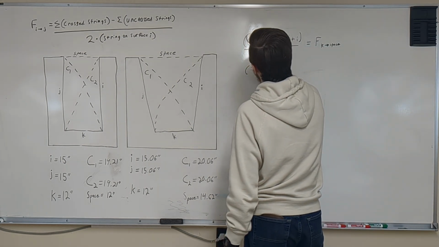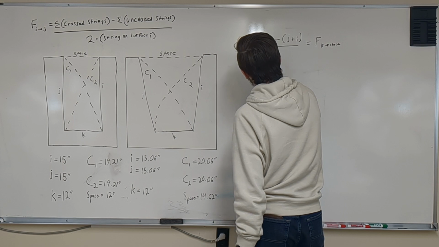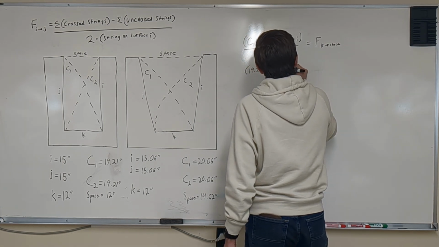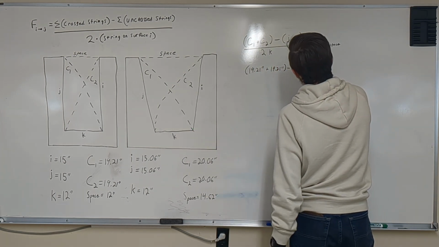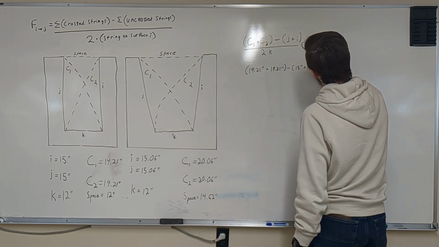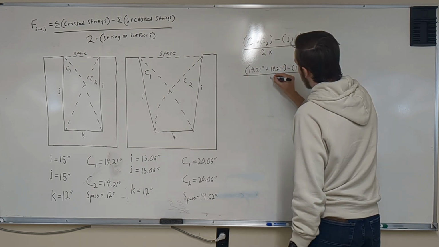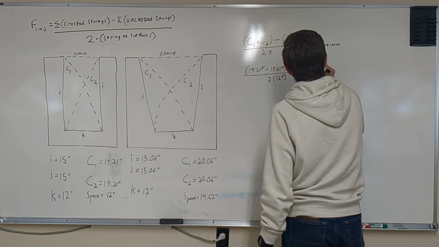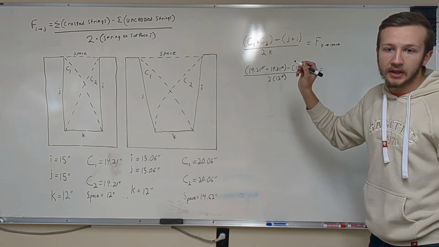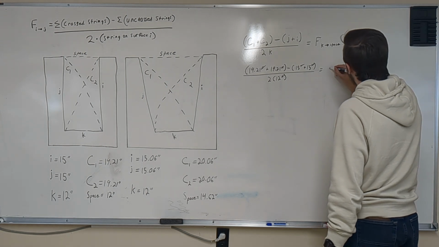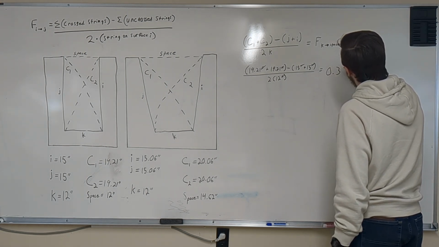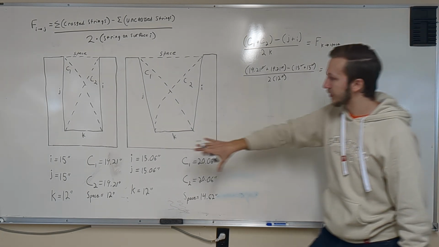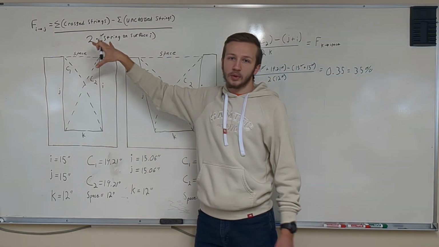So when we plug in our numbers, we have C1 and C2 are both 19.21 inches. J and I are both 15 inches. And then divide it by 2 times K, which is 12 inches. And all of the inches go away. And when you do this, the math works out so that the view factor from K to space is 0.35 or 35%. So 35% of K's field of view will be space.